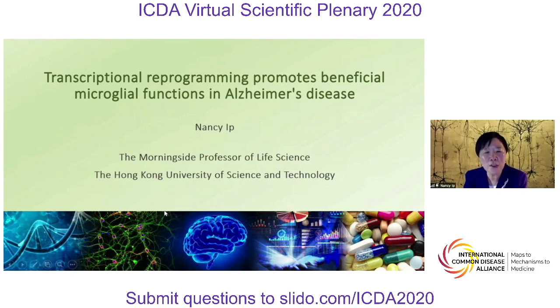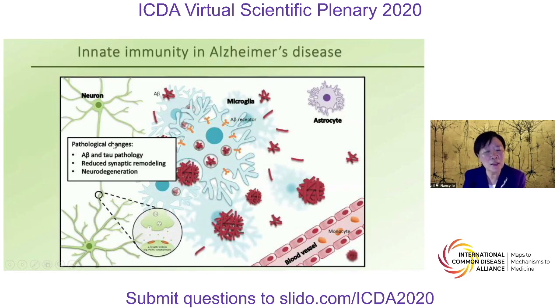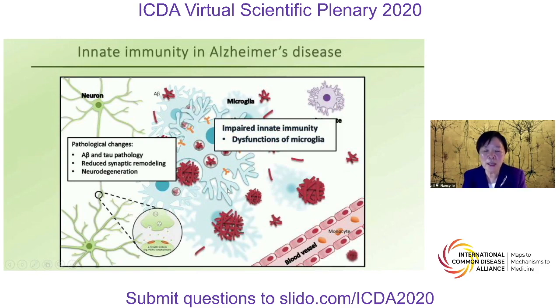Thank you so much for the invitation. I'm very happy to have this opportunity to share with you some of the latest findings from my lab on microglial functions in Alzheimer's disease. As you know, Alzheimer's disease is the most common neurodegenerative disease, and yet there's no effective treatment. So the pathological changes include A-beta and tau, reduced synaptic remodeling, and neurodegeneration. Emerging evidence indicates that dysfunctions of microglia play an important role in impairing innate immunity. So for today's talk, I'd like to focus on our work to elucidate the molecular mechanisms that drive the functional changes of microglia in the pathogenesis of AD.